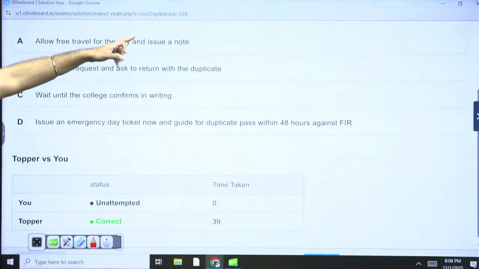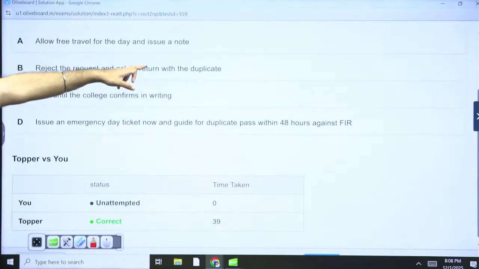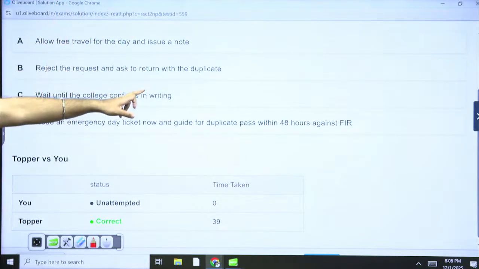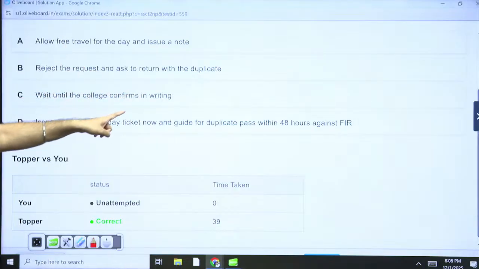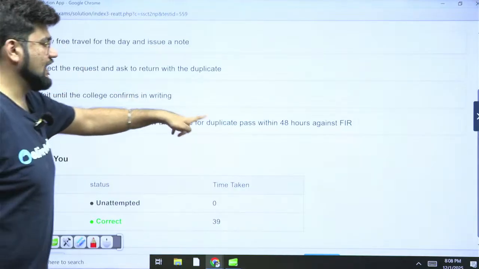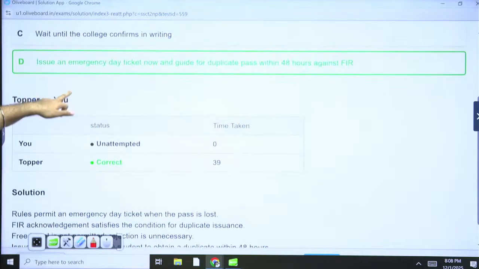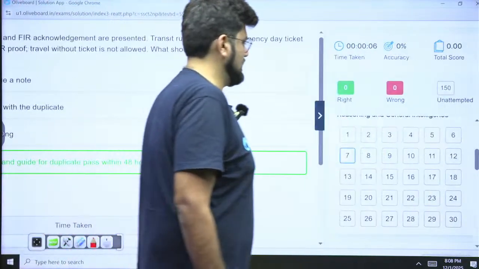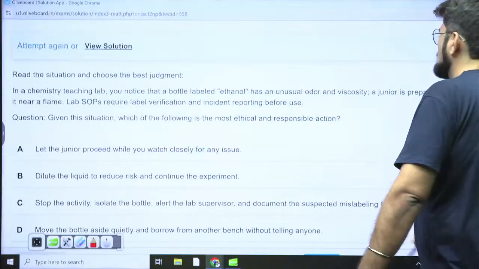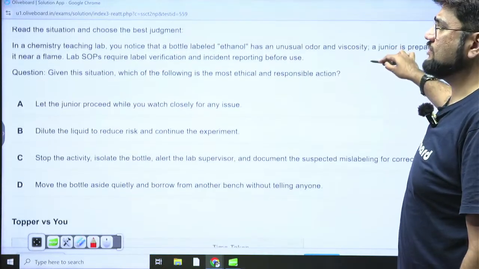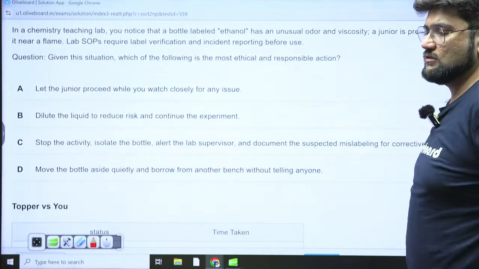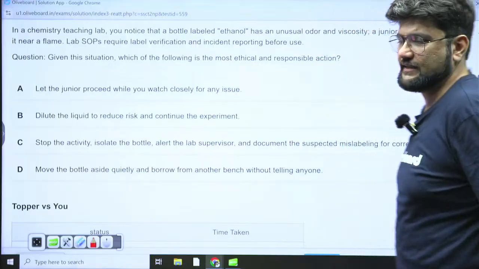Allow free travel for the day and issue a note? No. Reject the request and ask to return with the duplicate? No. Wait until the college confirms in writing? No. Issue an emergency day ticket now because you can, and guide for duplicate pass within 48 hours against FIR. Option D is the most appropriate answer here. 39 seconds. Okay, not bad. Because when you come across this the first time, you will have to think about this question thoroughly and then answer. So it might take that much time.